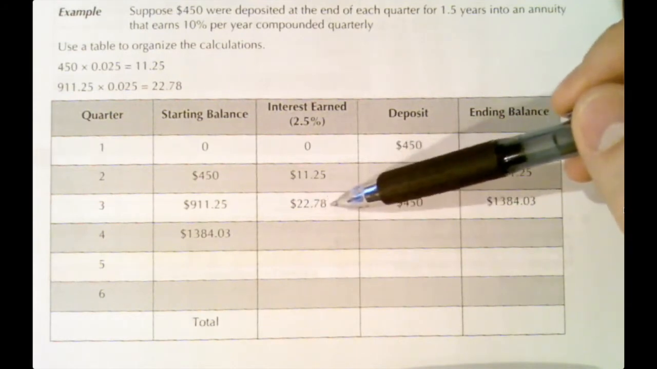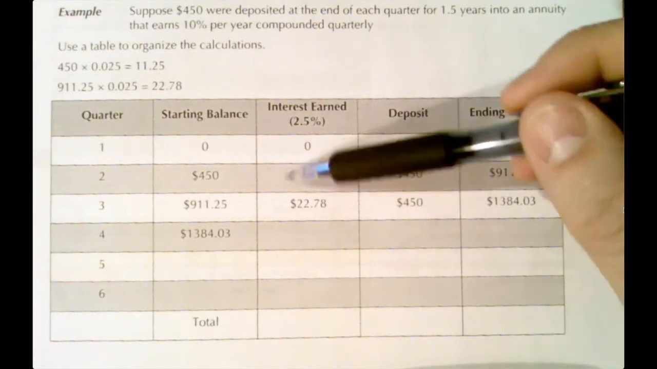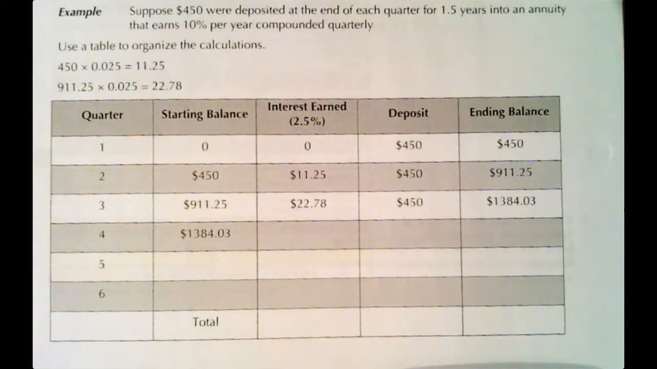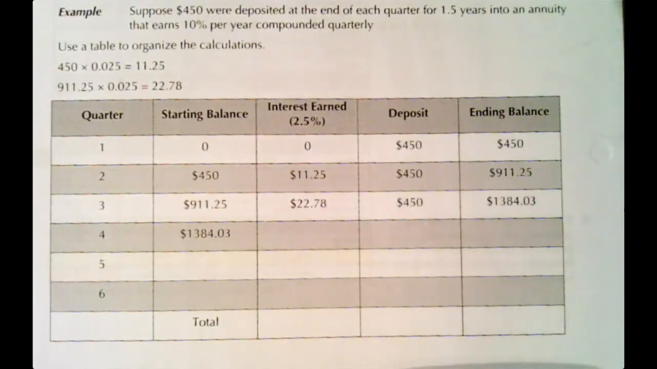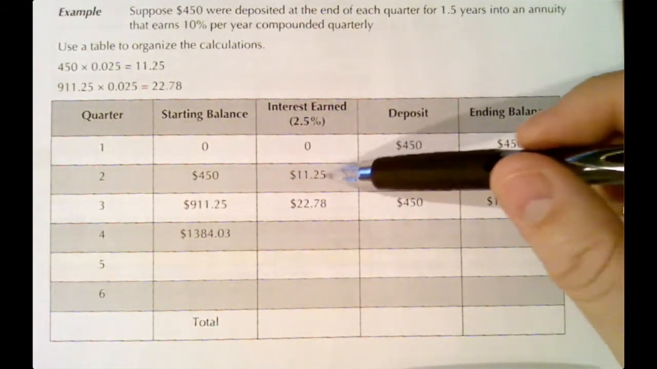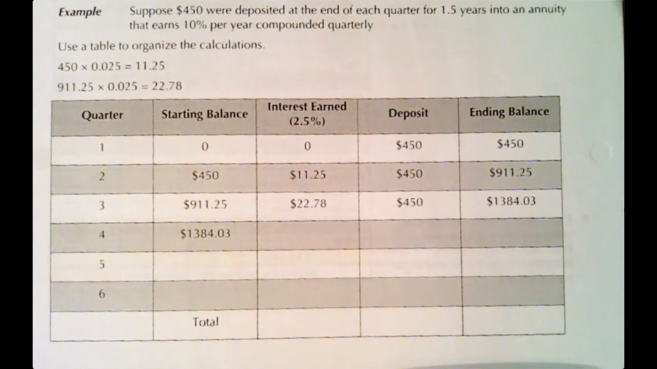Where's that come from? That comes from the interest on the interest that we earned the quarter before, which is awesome because now not only are you earning interest on the money you're putting in to your annuity, you're also earning interest on the interest you earned from before. Interest on interest is called compounded interest, which means you're earning money on money that you didn't even put in the bank, which is very exciting. That's how you make a lot of money.